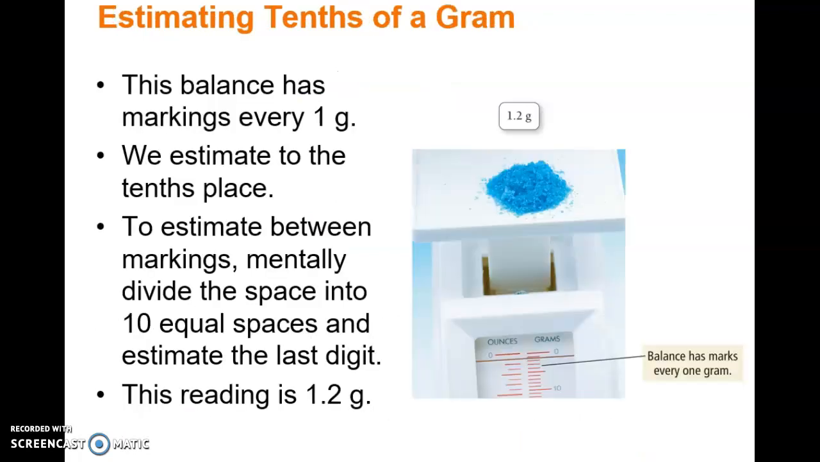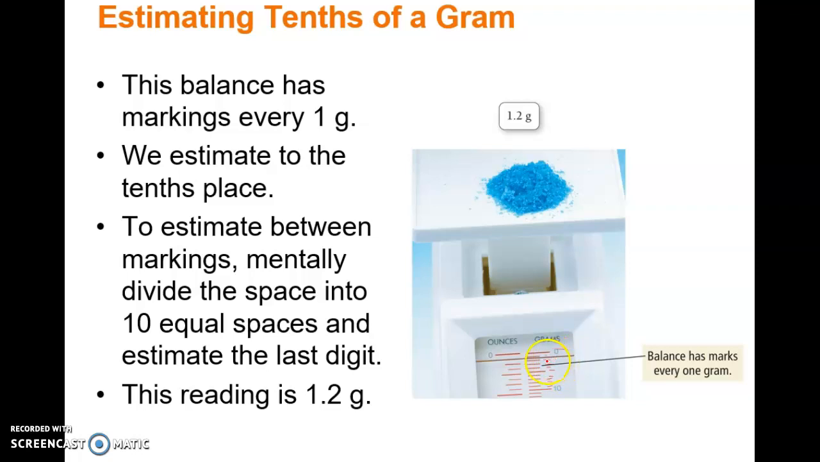About this measurement of this powder on the scale, you can tell here that the scale, if you see here, it starts at 0, and then there are tick marks for every gram. Okay, so we start at 0, and then we have 1, 2, 3, 4, 5, 6, 7, 8, 9, and then 10.